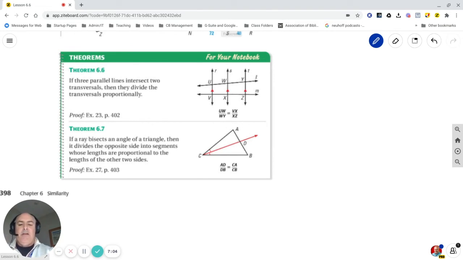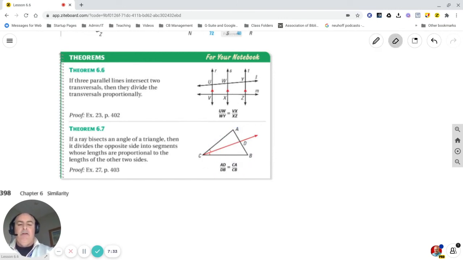In this next theorem, I have an angle bisector. It means it has bisected angle C into two equal angles. When that happens within a triangle, I'm creating proportions now that will hold true. AD over DB is going to be CA over CB.